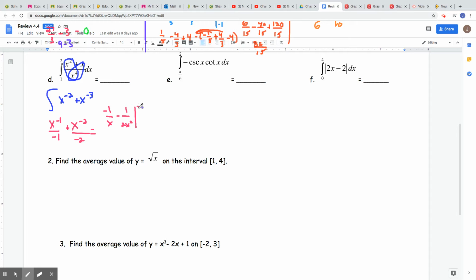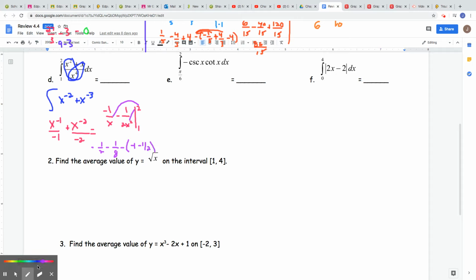And we're going to plug in 2, and we're going to plug in 1. All right. So now we plug in 2 to both of my x's first. So I get negative 1/2 minus 2 squared is 4. 4 times 2 is 8, minus 1/8, minus negative 1 over 1, which is negative 1. 1 squared is 1. 1 times 2 is 2, minus 1/2.